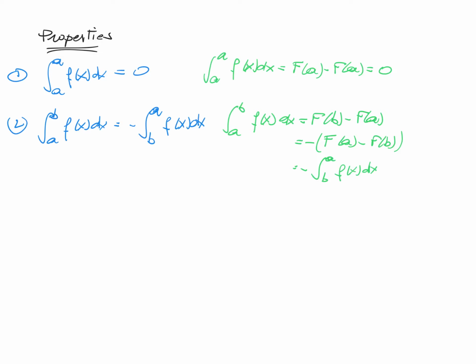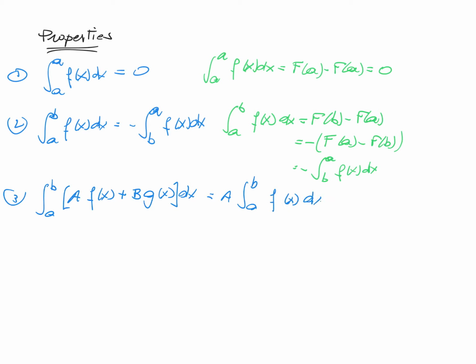So again, the formula can easily be verified just using the formulation of how to calculate a definite integral. The third property is about linearity. If I have the integral between a and b of some constant a times f of x plus a constant b times g of x dx, then this is just a times the integral between a and b of f of x dx plus b times the integral between a and b of g of x dx.